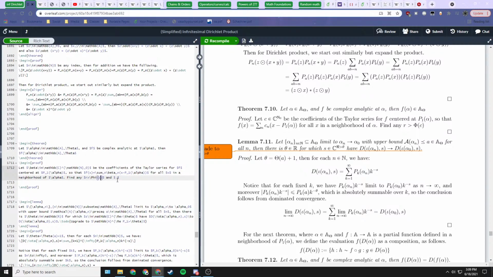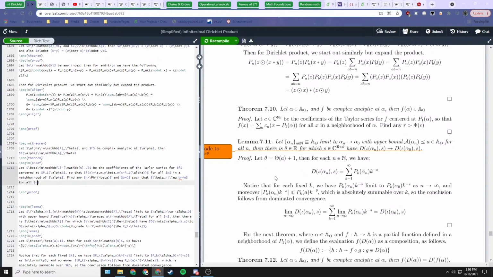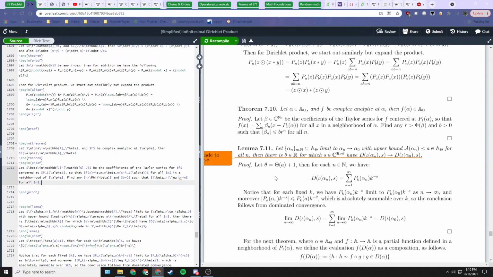So find any r greater than 5 beta, and corresponding, we'll do b greater than 0, such that the absolute value of beta sub n is less than or equal to b r to the power n for all n. Okay, so that's the first thing.